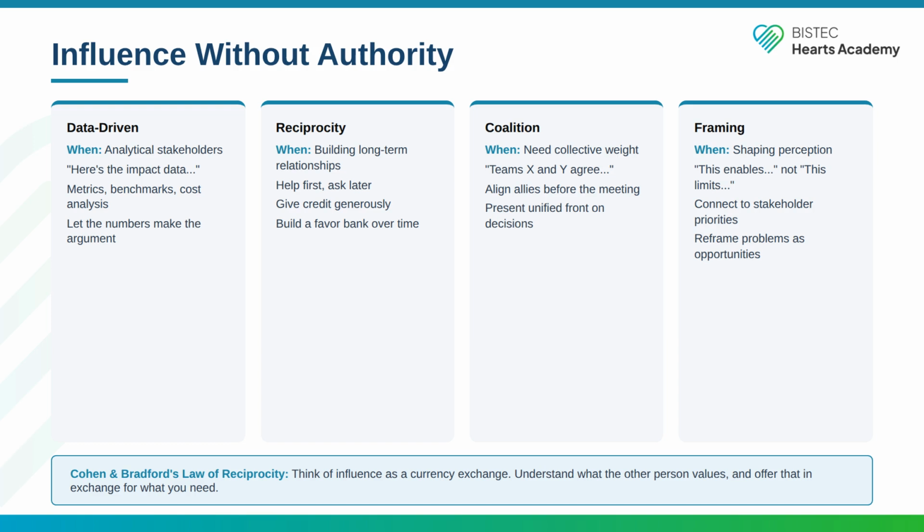There's a principle from Cohen and Bradford's work on influence. Think of influence as a currency exchange. Understand what the other person values and offer that in exchange for what you need. This is the core of influence without authority.